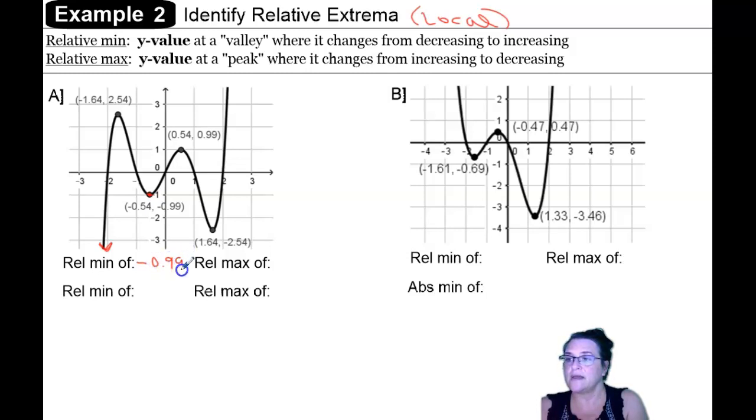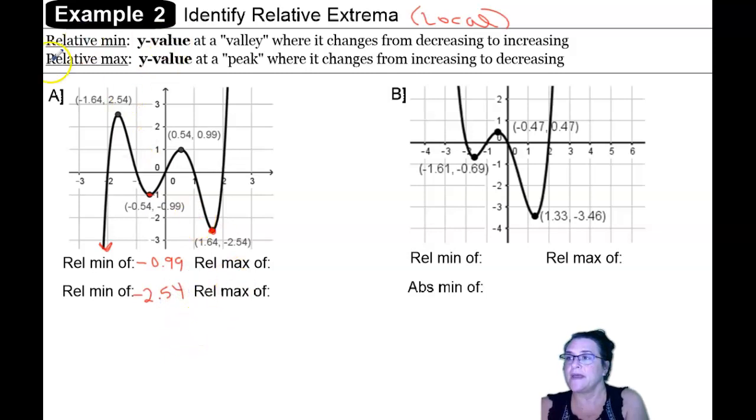So we have a relative minimum of negative 0.99. Okay, and then as I continue on, now the graph is increasing, turns to decreasing. Then down here it changes from decreasing to increasing. That's going to be another relative minimum, and that relative minimum is the y value, so that's a relative min of negative 2.54.